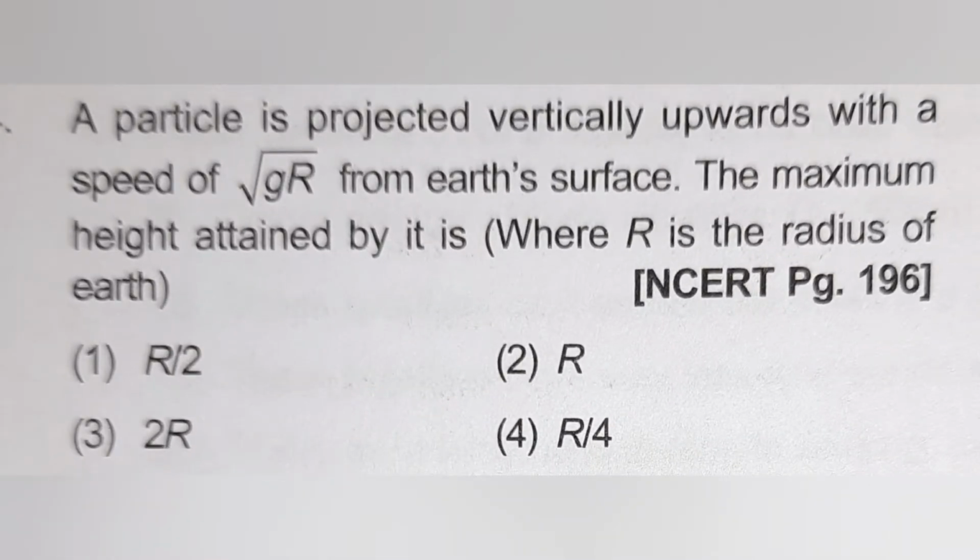A particle is projected vertically upwards with a speed of root over gR from the earth's surface. The maximum height attained by it is what? Let us calculate the maximum height attained by the particle.